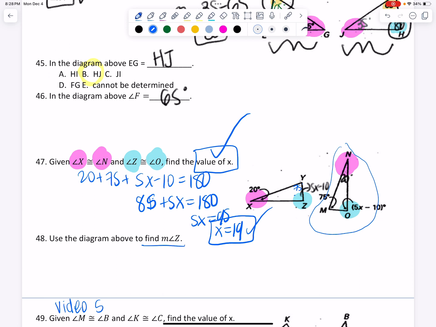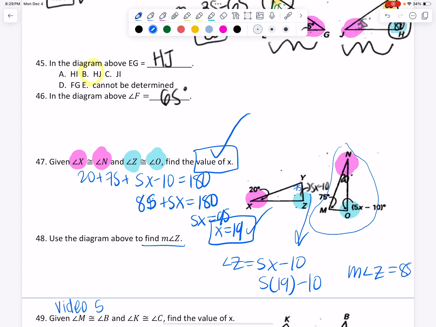That's where they just want you to plug it in. So what is the measure of angle z? The expression for it is equal to 5x minus 10. So we can just plug in what we just found. 5 times 19 minus 10, measure of angle z is going to be equal to 85 degrees. That's what it wanted me to find, and that is what I just found.